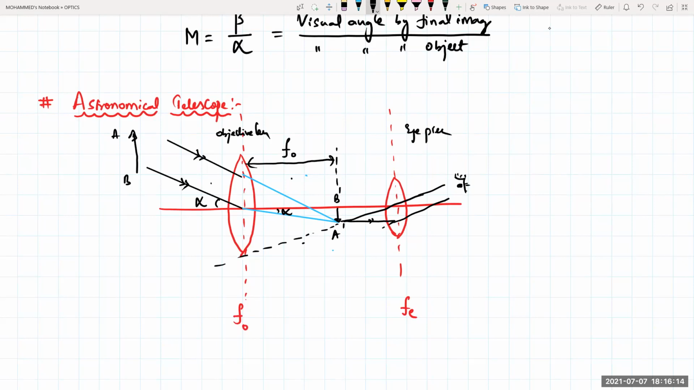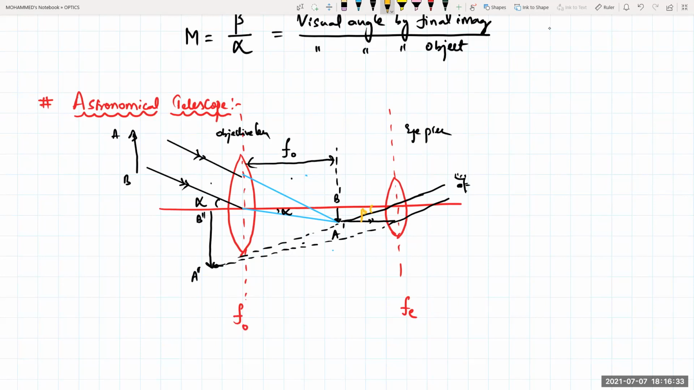So if I extend this one in the backward direction, the image formation is somewhere here. This one will be your A double dash, and this one will be your B double dash. Here, this is the angle made by the image. I'll take this angle as your beta.